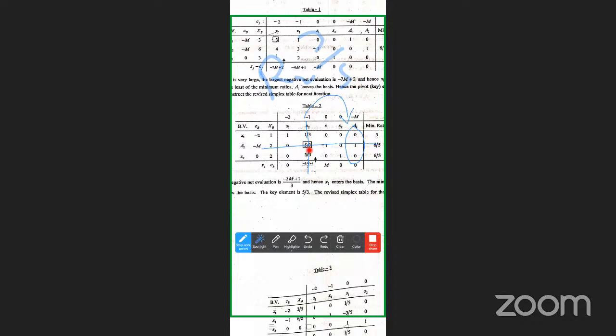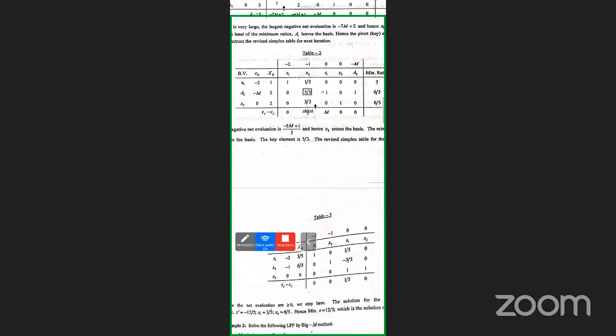Next row operations, here 1. R1 tends to R1 minus 1 by 3 R2: the second row is multiplied by 1 by 3 minus the first row. So here 0. Here also, the second row is multiplied by 5 by 3, R3 minus 5 by 3 R2. Here also 0. Is it clear? After row operations, now eliminate A2, the artificial variable, also.